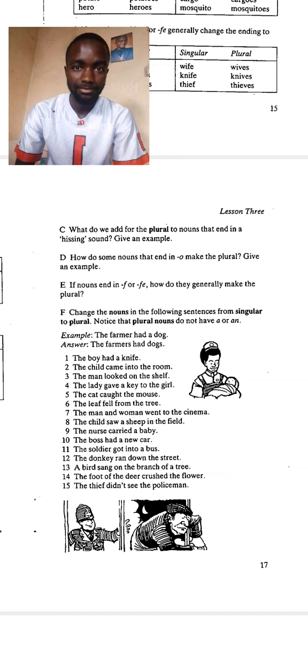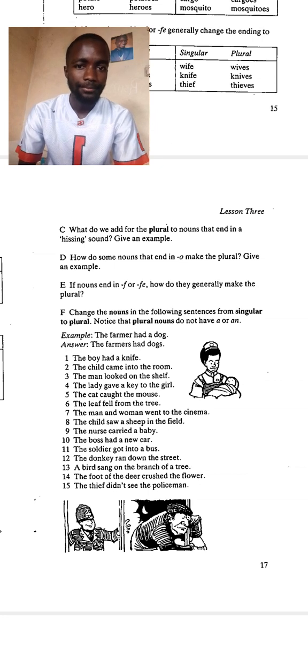I'm so glad with some of my students, some of my followers who are doing very well, and they're just sending me their assignments, and I'm so excited that they're doing very well. Okay? So, we continue. E. If a noun ends in F or FE, how do they generally make the plural? You remove the F and put there VS. Knife, knives. Wife, wives. Okay? Good. So, F now.